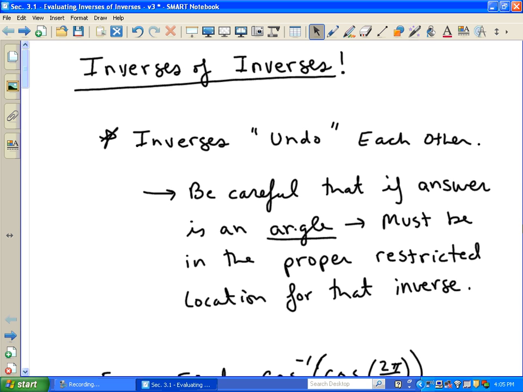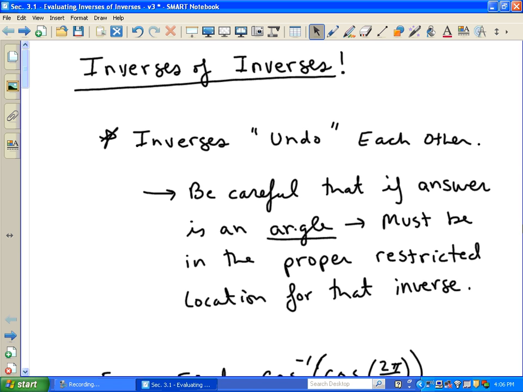As our next topic, I would like to talk about inverses of inverses. Inverses undo each other, so to speak. When you think about algebra, you think about f of x equaling x squared, and f inverse equaling the square root of x as inverse functions. If you were to take the square root of x squared, you get just x. If you were to square the square root, you would get just x. And so inverses and their original functions undo each other, so to speak.